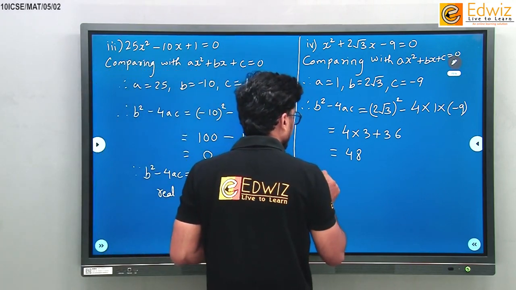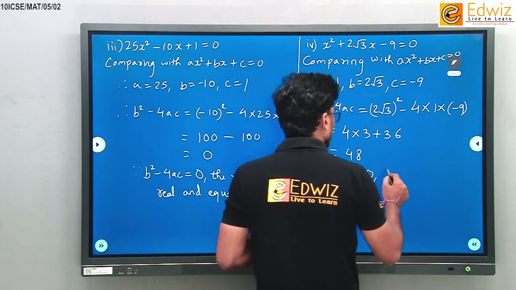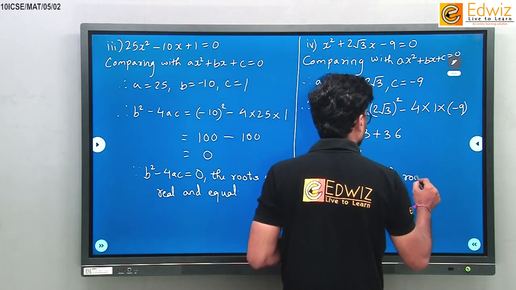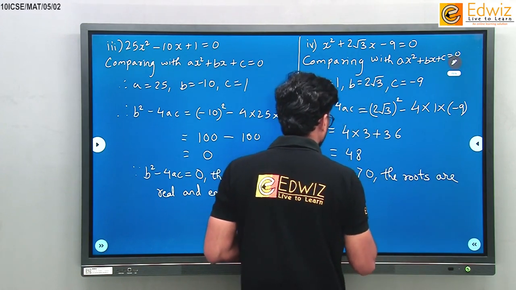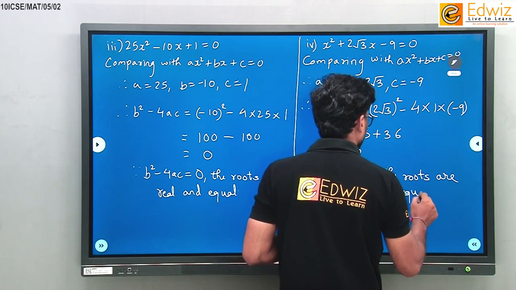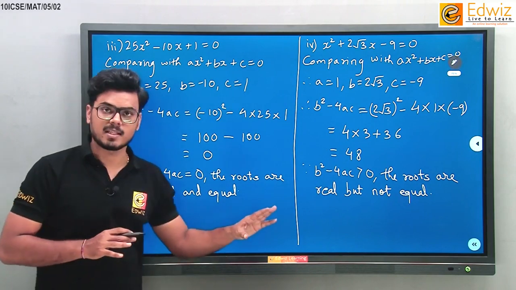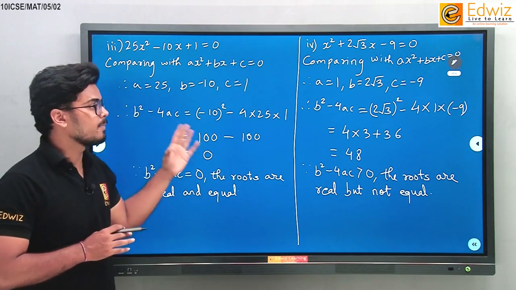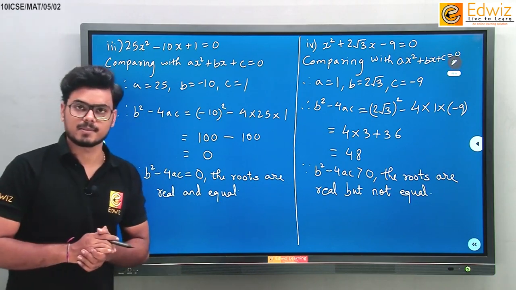Okay. Since b square minus 4ac is greater than 0, the roots are real but not equal. Correct? So this was the fourth question that we have. I hope you understood this. Please make a note of this. I'll wait for 1 minute. Then we'll move on to the next question.